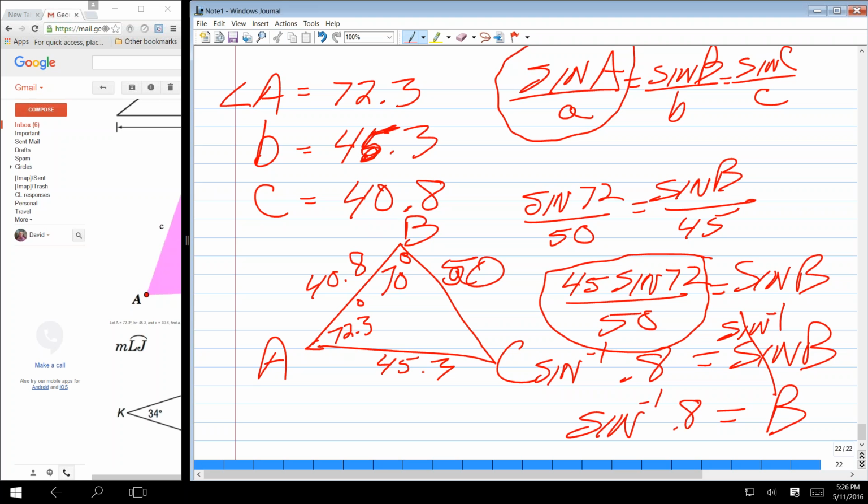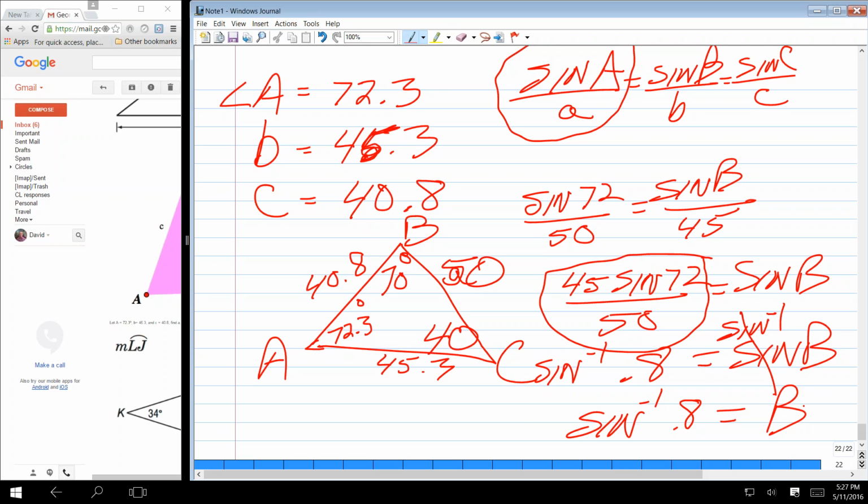Now we have 5 parts of this triangle figured out, right? We've got all 3 sides, and we've got 2 angles. Using the law of triangles, you can find angle C. That's the easiest way to get angle C. Don't go through and use the law of sines for the last part. Just add these 2 angles, subtract from 180, and you get something like 40. And now you've solved the triangle completely.